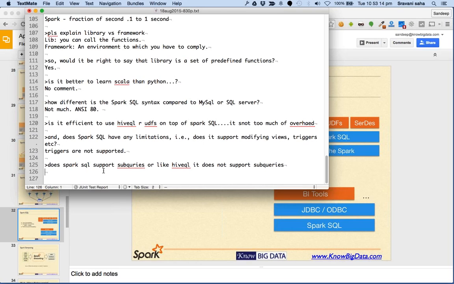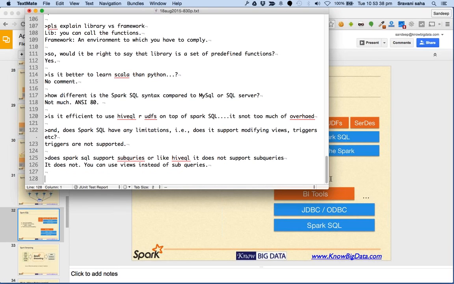Next question from Shashankar is, does Spark SQL support subqueries? It doesn't. It does not. But what you can do is use views instead of subqueries.